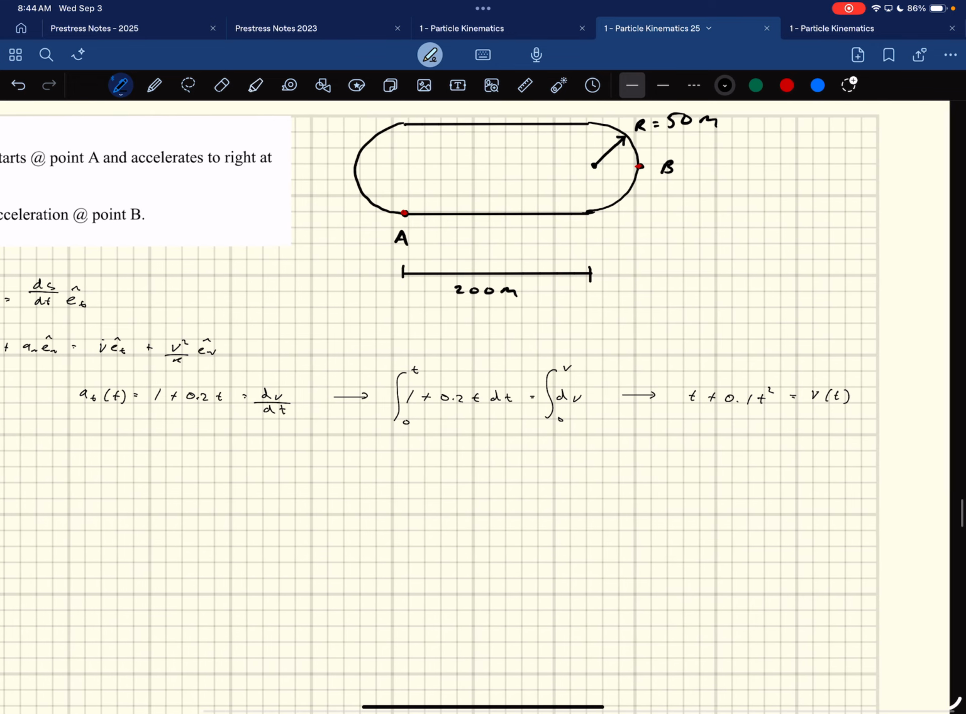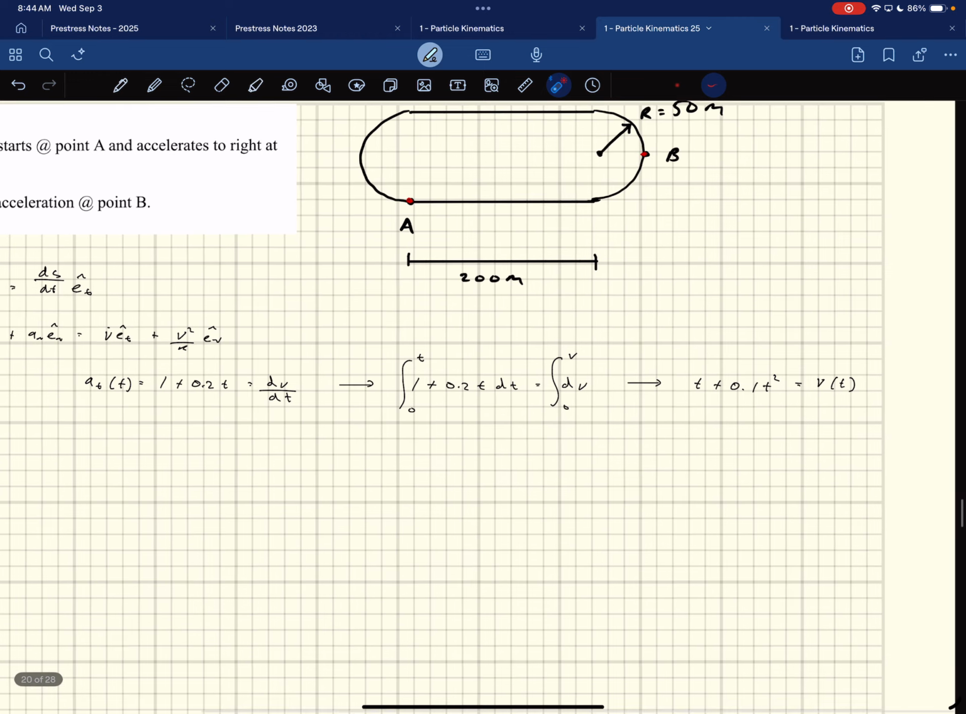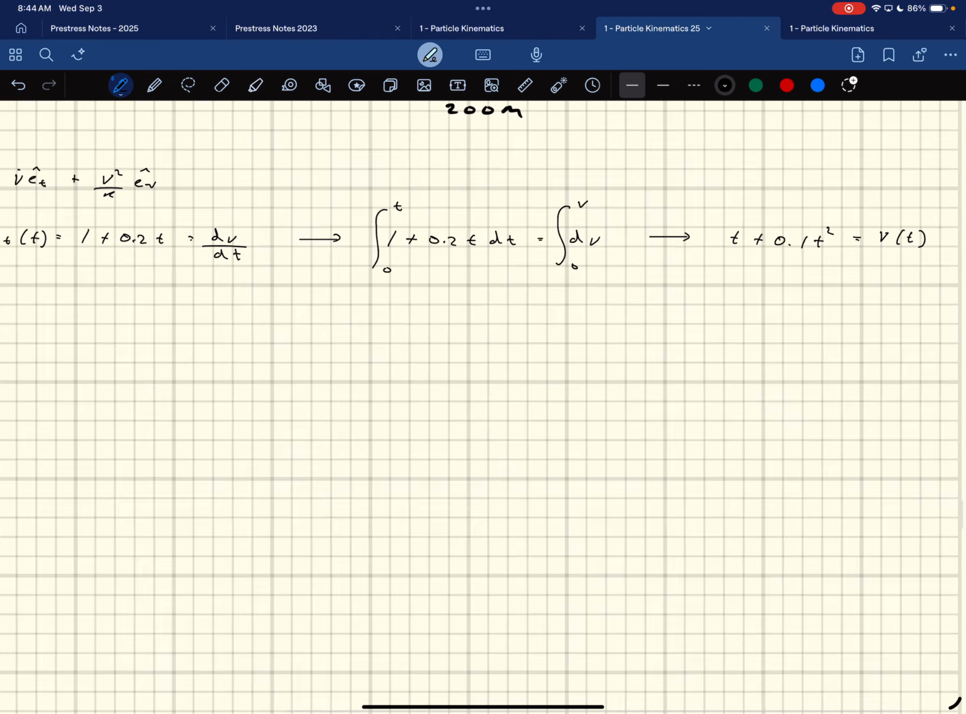What I don't know is how long it takes to go from here to here. I don't know how much time that is. So I have to figure out distance. I've got to keep going with this and look at distance.